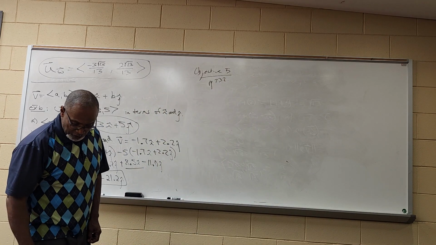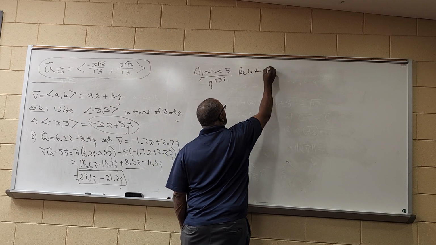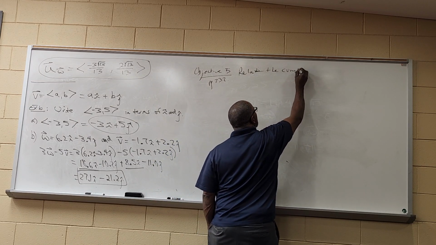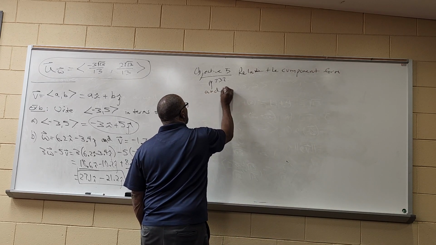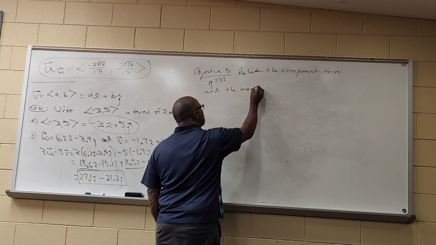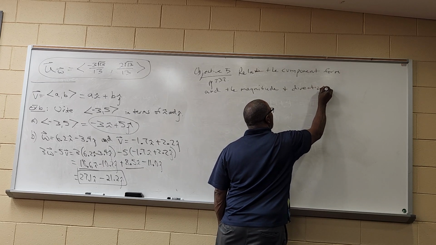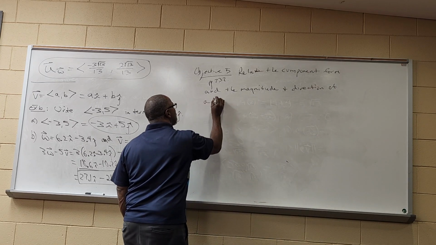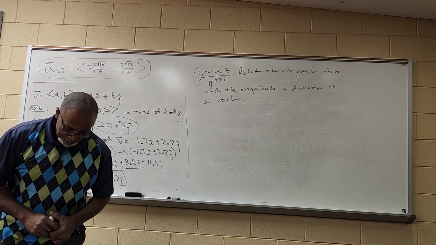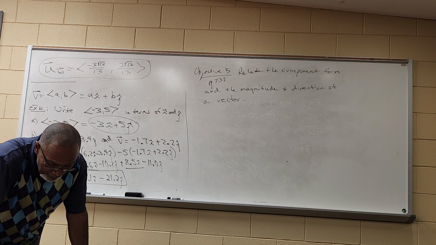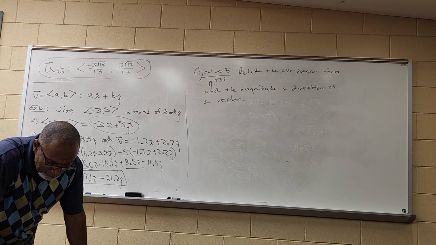They ask us to relate the component form and the magnitude and direction of a vector. We want to relate those two concepts. They really talk about it on page 733.